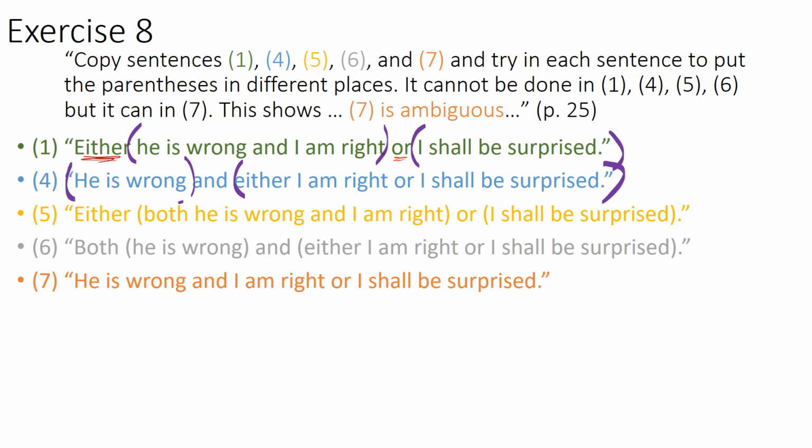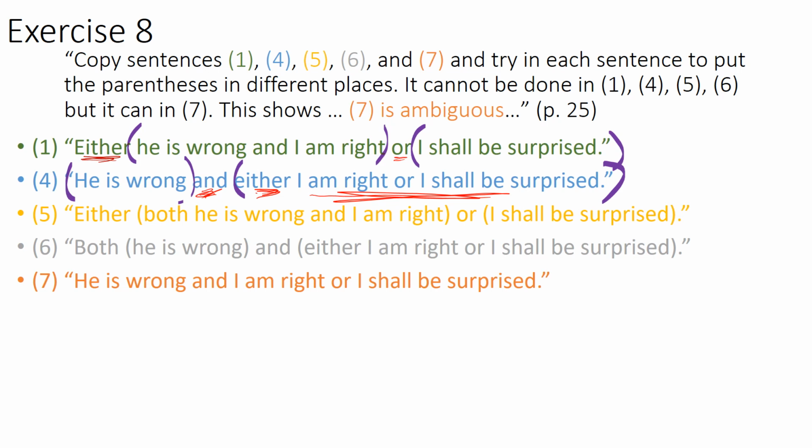Because it seems to me that the either suggests a disjunction that's grouped together. And here we have a group together. The sentence also seems to thereby suggest that the and actually is dominant. Okay.